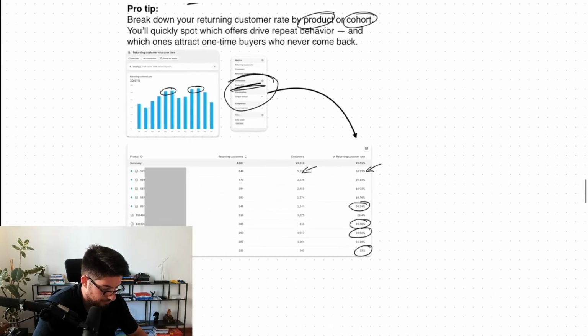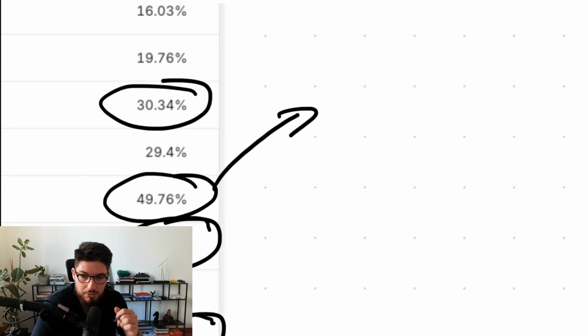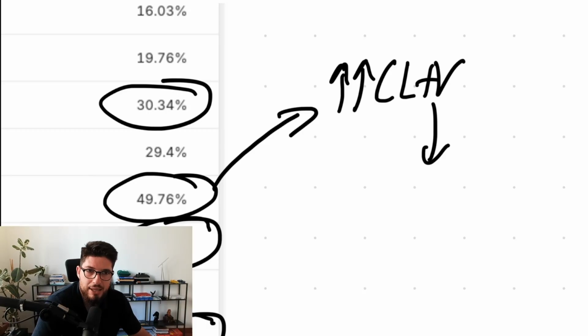Because think about it, if there's one product that gives me 49% repeat customers, and therefore a much higher customer lifetime value, is it worth it that I do more acquisition of this product at a ROAS of 1 that will give me a 50% customer repeat rate?